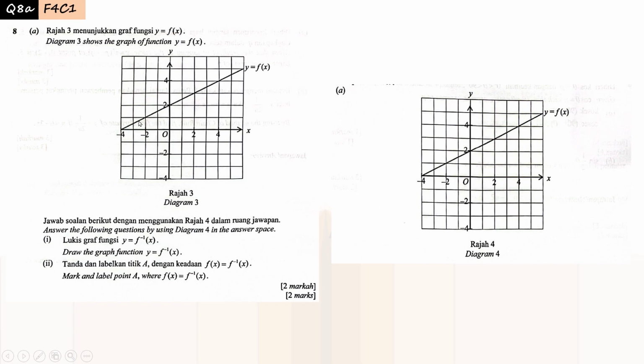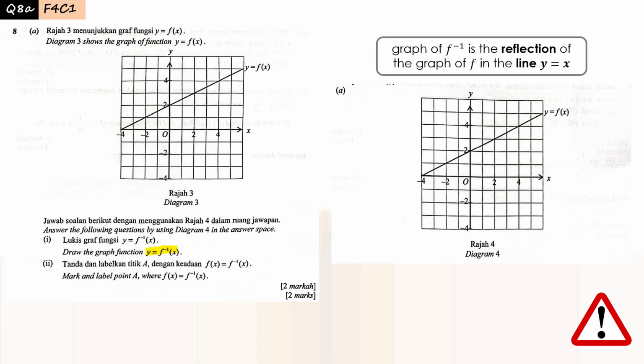So in the diagram here, we have the graph for function f, and for part 1, we need to draw out the graph for the inverse function. Recall that one of the things we need when we draw out the inverse function is the line y equals to x. Because if we have the graph of the original function, we use this line to find the reflection, then we will get the graph of the inverse function.